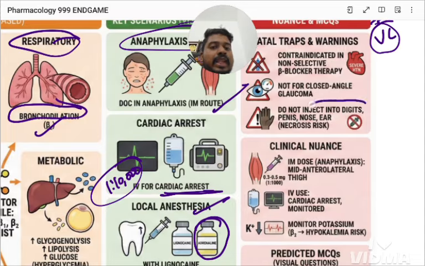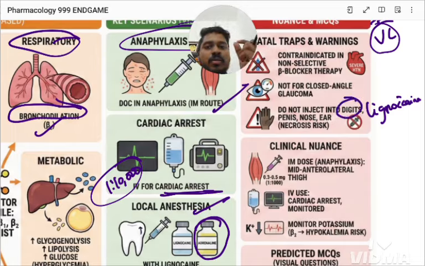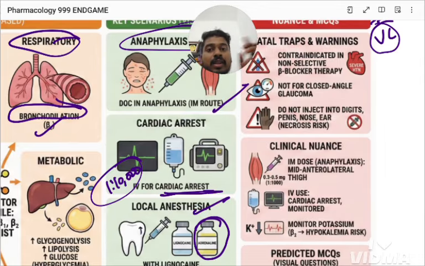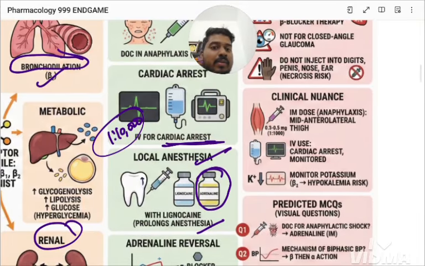Next, do not inject into terminal parts where there is limited blood supply, where there is only one artery going into that area. You shouldn't give an ADR block there. You give only lignocaine, without ADR. Examples are terminal arteries, like in the digits, the fingers, because after that there is no anastomosis. Similarly in the penis, the nose, the ear, all these areas can lead to necrosis if you give lignocaine along with ADR. This is an important point.